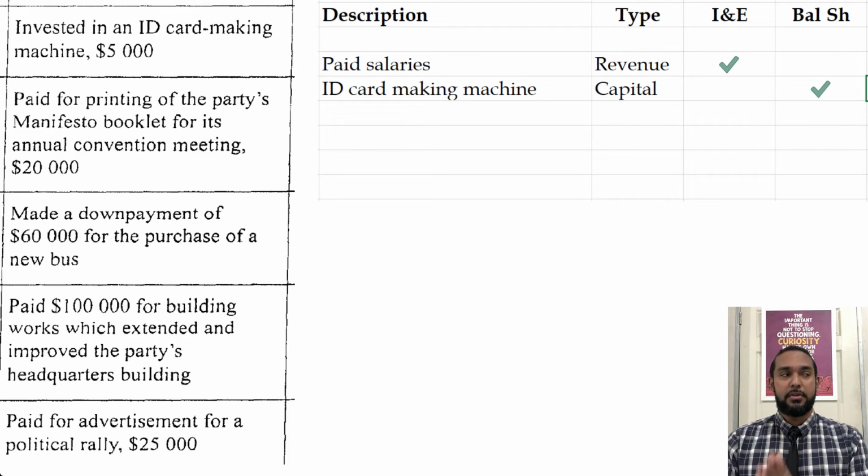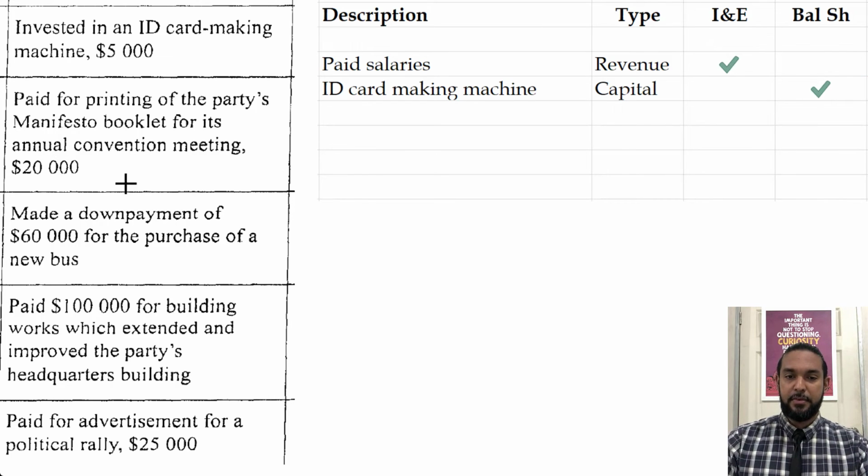Because remember, we do not put the cost of equipment or any non-current asset as an expenditure in the income statement. That would violate the matching principle. We will put the depreciation associated with it, but the actual expenditure to purchase or to acquire the non-current asset, that does not go in the income statement. That goes definitely to the balance sheet.